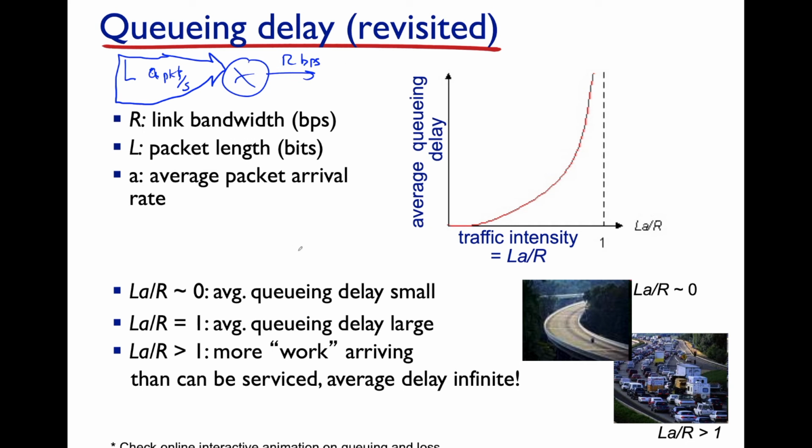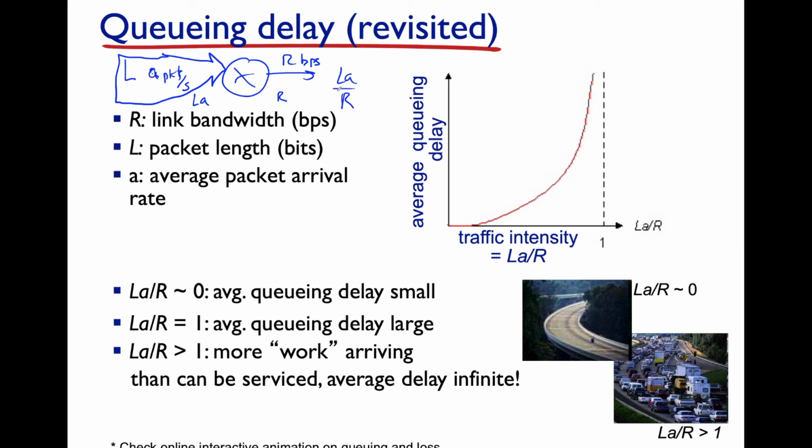And so there's one statistic called the traffic intensity, and that traffic intensity expresses the ratio between the amount of data that comes into the router, LA, and the rate at which data leaves the router, R. And so if you express this ratio, LA over R, that's called the traffic intensity. It says what is the relative proportion for which information comes into the router and information leaves the router.